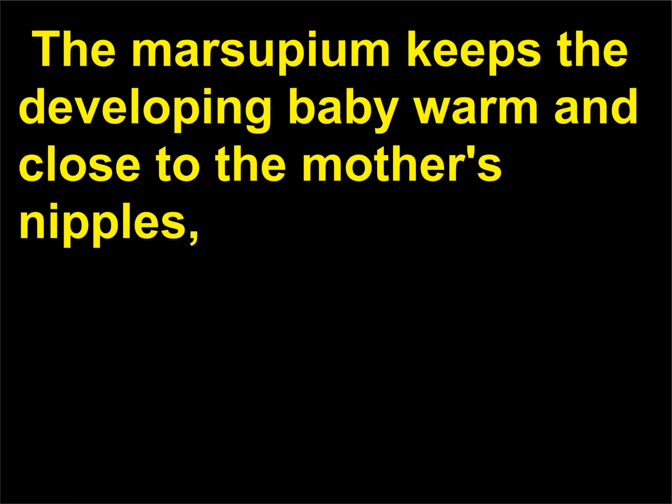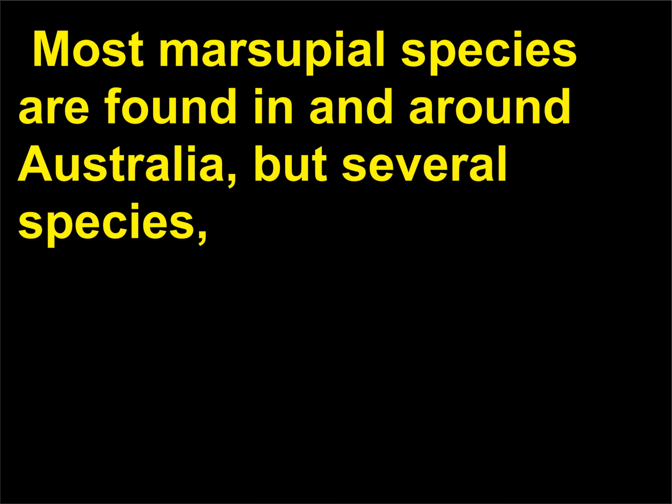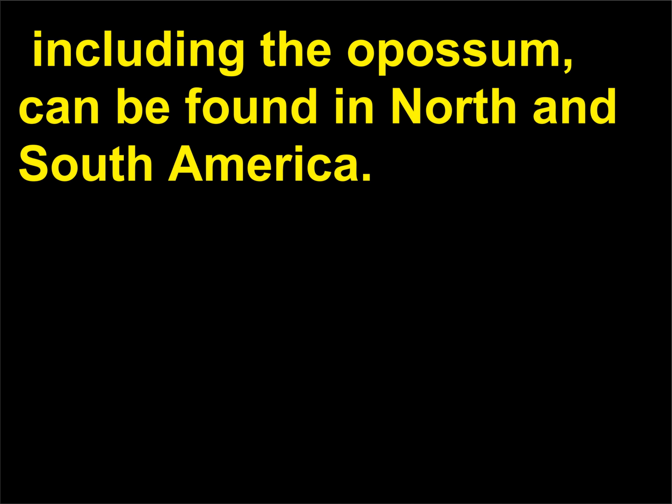The marsupium keeps the developing baby warm and close to the mother's nipples, where it can feed around the clock on the milk the mother produces. Most marsupial species are found in and around Australia, but several species, including the opossum, can be found in North and South America.